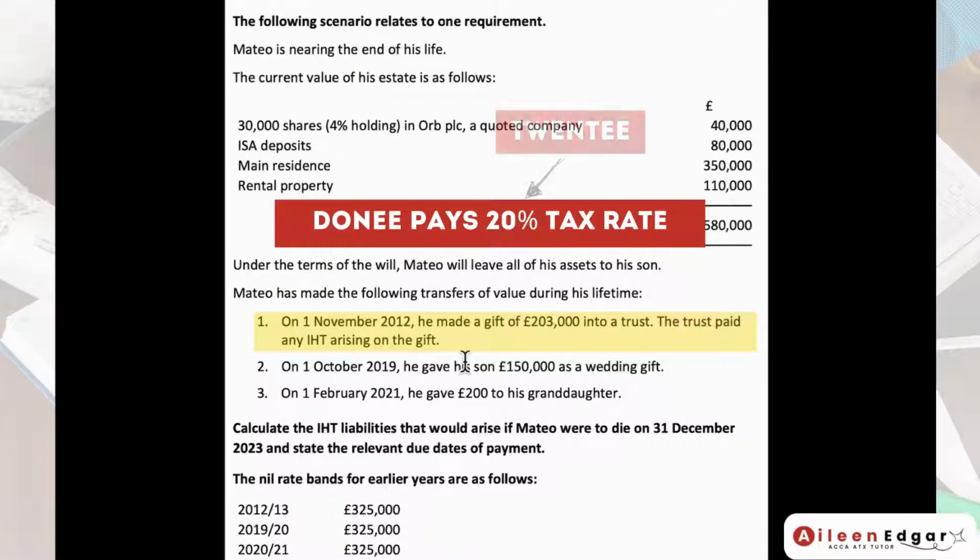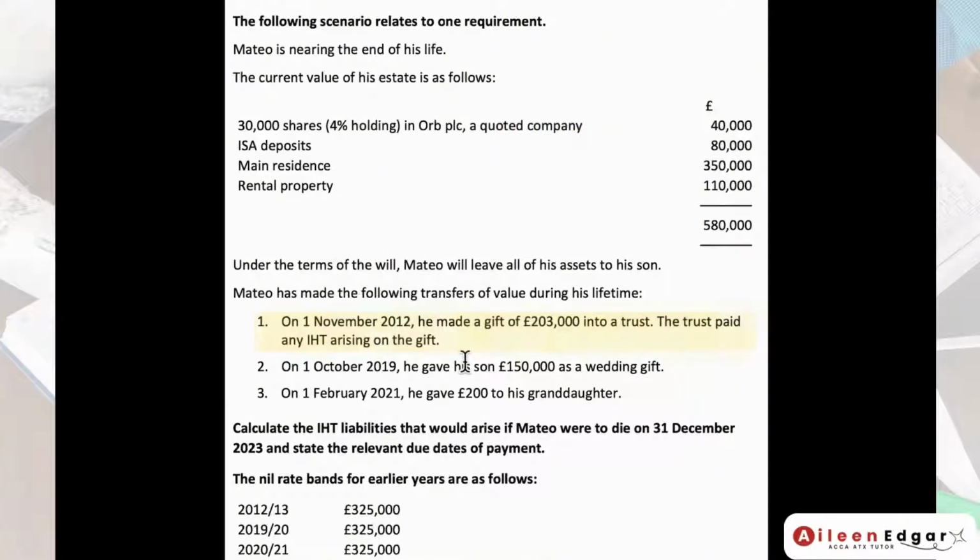Okay, so it rhymes. Donny 20. Okay, that's how to remember it. 1st of October 2019, we've got a gift to the son, £150,000 as a wedding gift. What are you thinking when you see that they're giving some money to the son as a wedding gift?